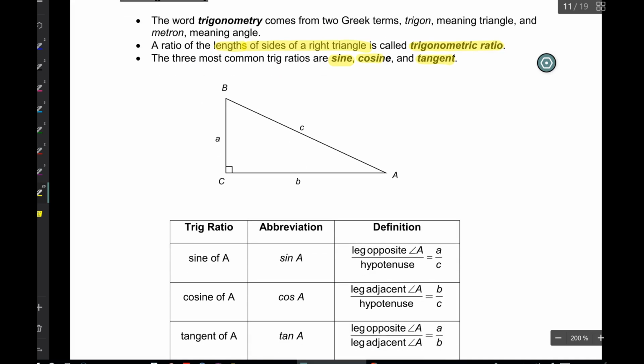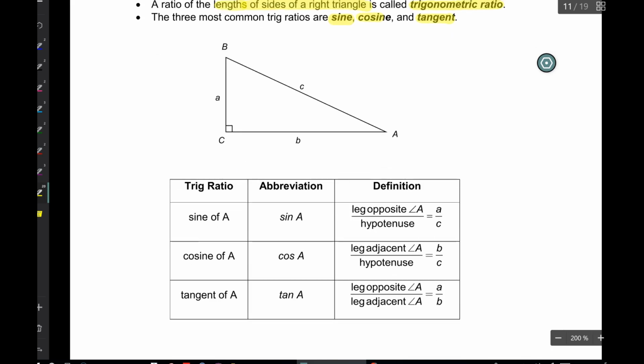So here we have a right triangle, triangle ABC, and we'll see, each angle we have a capital letter, and then directly opposite is the corresponding lowercase letter. So opposite angle C is side C, and so on.